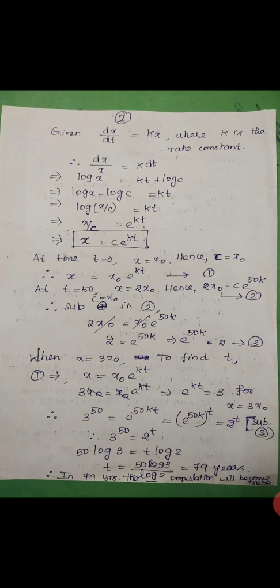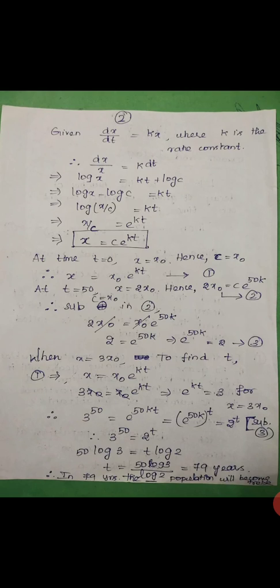Initially, at time t equal to 0, we take the initial value x equal to x naught. We have to substitute these two values in the above equation, so we replace x with x naught.